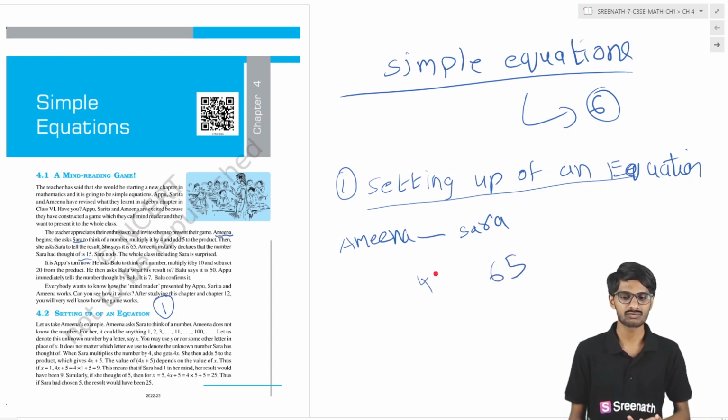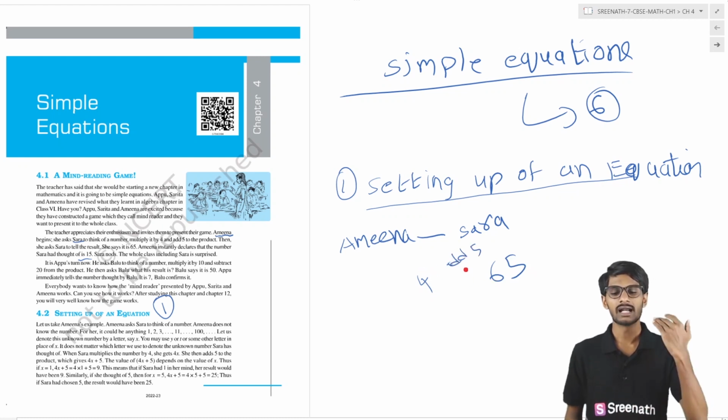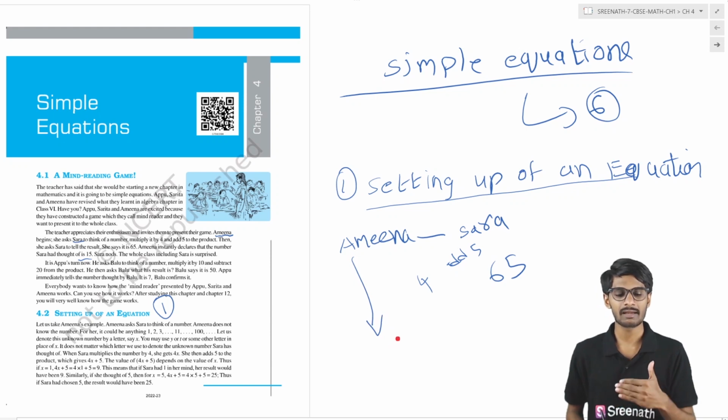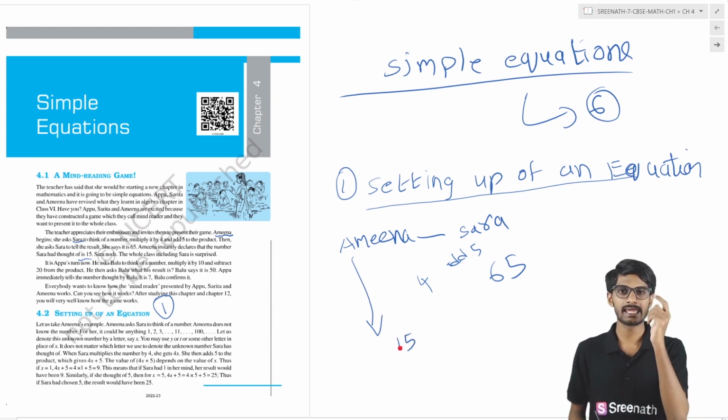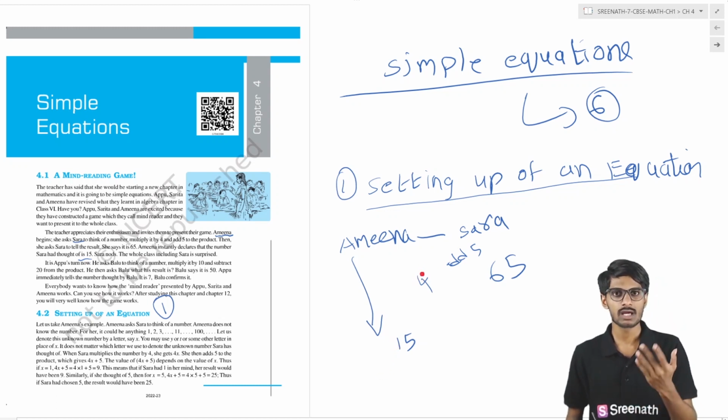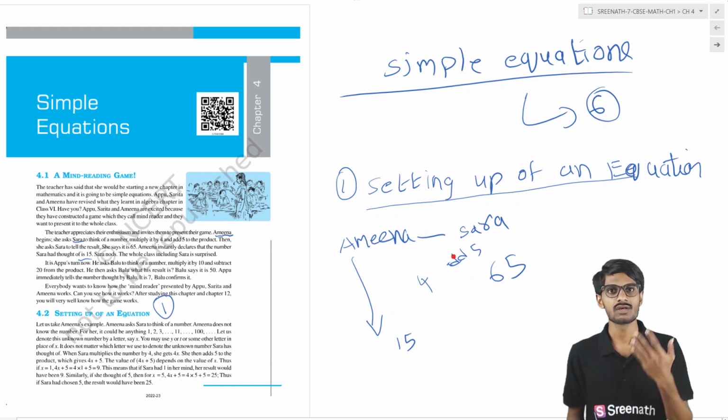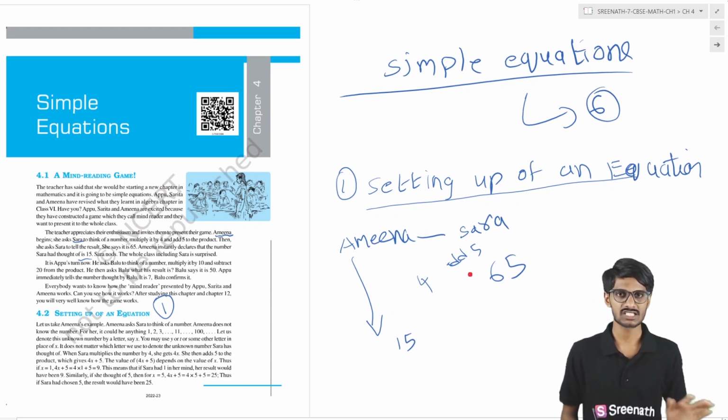She has multiplied with 4 and added the 5, and immediately Amina told that the number is 15. So the number which you have thought in your mind is 15, and to that number we have multiplied 4, and to that number we have added 5. So finally that will give 65. Then what happened? All the class has been shocked.